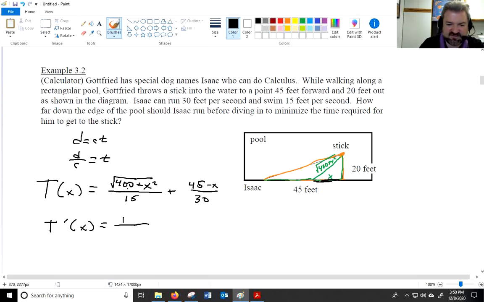The derivative of this is 1/2 times 1 over 15, because we have 1 over 30. And then this will be 400 plus x squared to the negative 1/2 times the chain rule of 2x. Then plus the derivative of this term is simply just a negative 1 over 30. Now let's graph this on our Desmos.